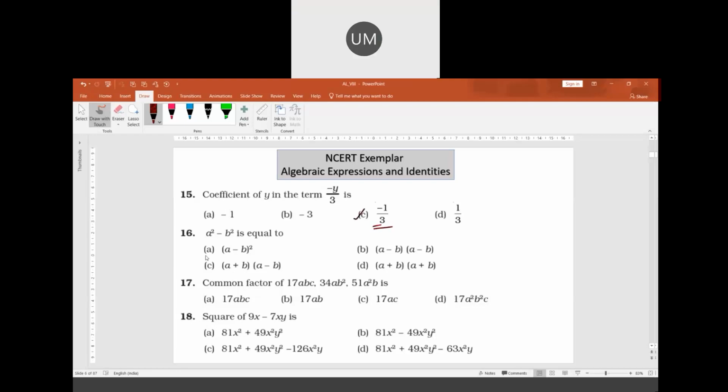a square minus b square is equal to option C, a plus b into a minus b. Option number 3. Correct. Next, common factor.